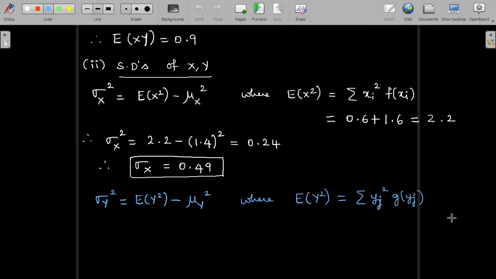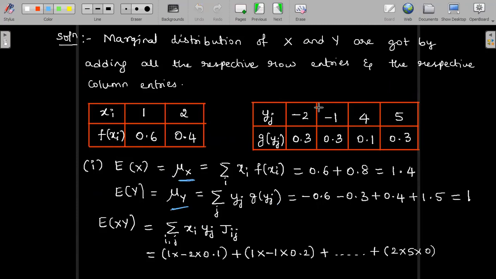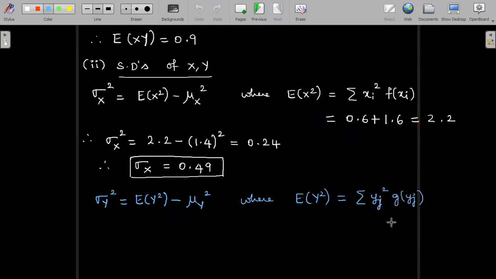So yj square, g of yj. Now every value of y has to be squared: minus 2 whole square, multiplied with g of yj, its probability. So 4 into 0.3. Minus 1 the whole square is 1, 1 into 0.3, plus 4 square is 16, 16 into 0.1, plus 5 square is 25, 25 into 0.3. So like that we have to take care to do this E of y square expression.